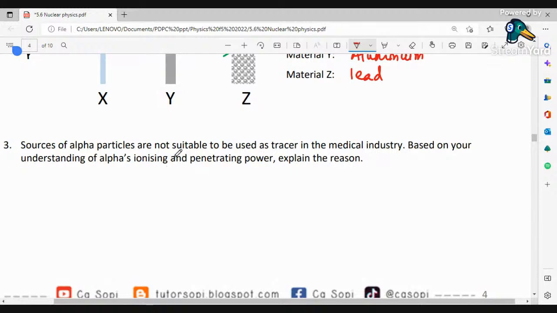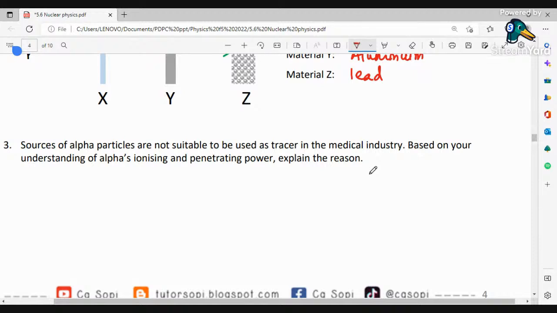Sources of alpha particle are not suitable to be used as tracer in medical industry. Based on your understanding of alpha's ionizing and penetrating power, explain the reason. Why alpha is not suitable to become tracer? Tracer, in medical one, maybe the patient will drink it in form of liquid, and then it will pass through the patient body. The alpha particles emitted will try to detect any abnormalities in the patient body.